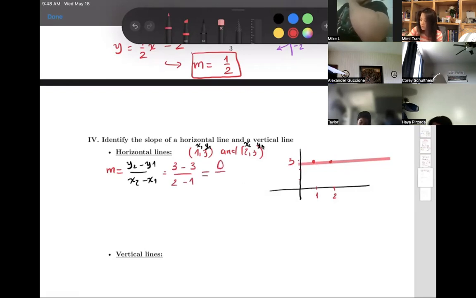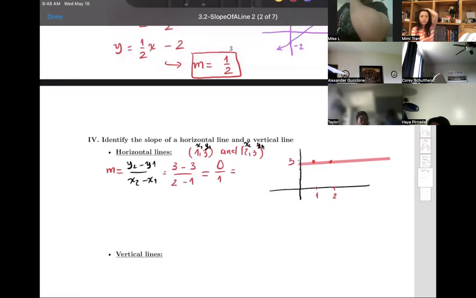2 minus 1 is 1. What's 0 divided by 1? 0, right? So the slope of a horizontal line is 0.